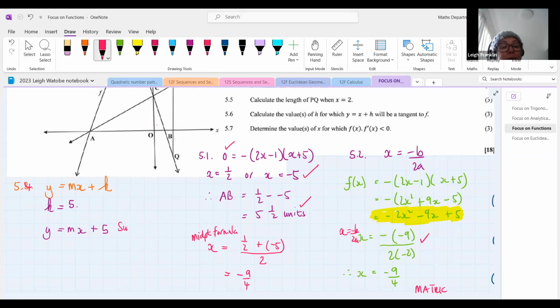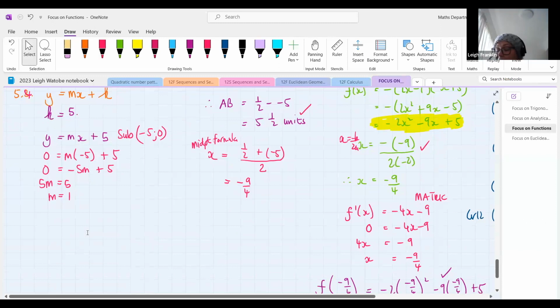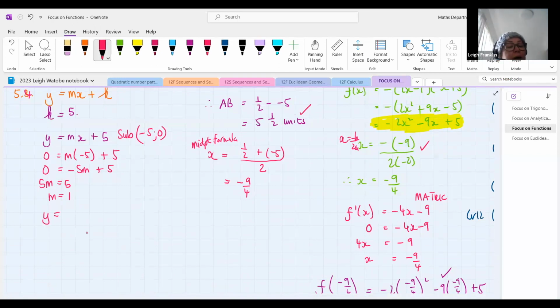So I'm going to sub in the coordinates at A. At A, I know my coordinates are -5 and 0. So I'm going to put my y over there, and my -5 over here. That gives me 0 equals -5m plus 5. I can take my -5m over to the other side. That gives me 5m equals 5, so m would be equal to 1. Therefore, the equation of this line would be y equals x plus 5.